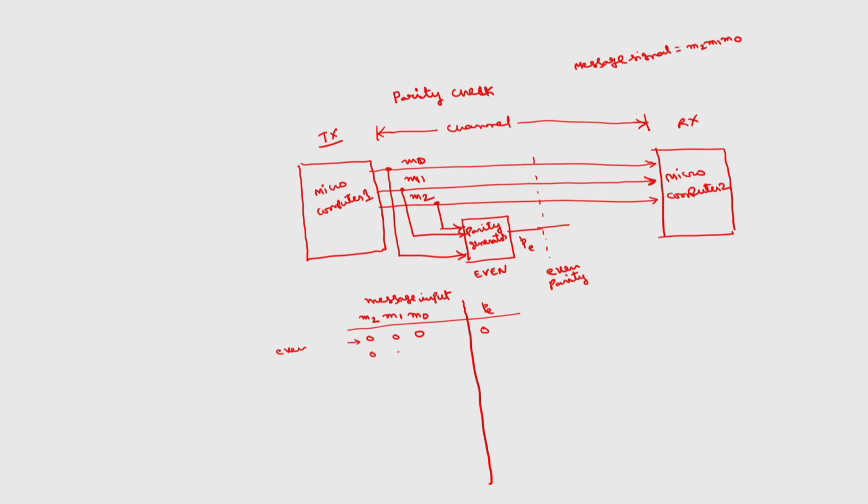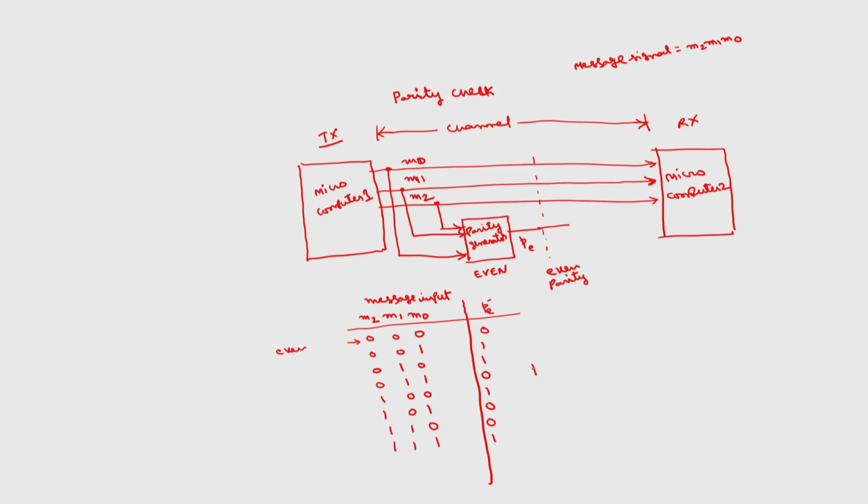The second combination is 0, 0, 1. If I want to transmit without this PE, this has odd parity. If I want to make this even parity, I have to make this 1. Similarly, 0, 1, 0 odd parity, you have to make 1. 0, 1, 1 even parity, you have to make 0. 1, 0, 0 odd parity means you have to add 1. 1, 0, 1 even parity, 0. 1, 1, 0 is also even parity, 0. 1, 1, 1 is odd parity, you have to add 1.